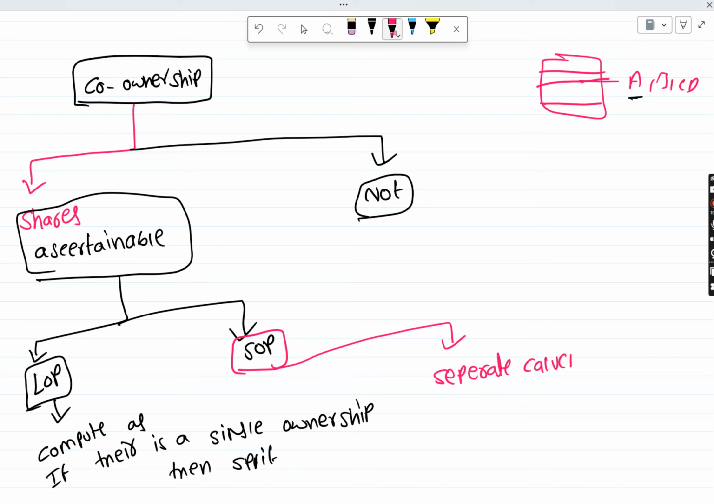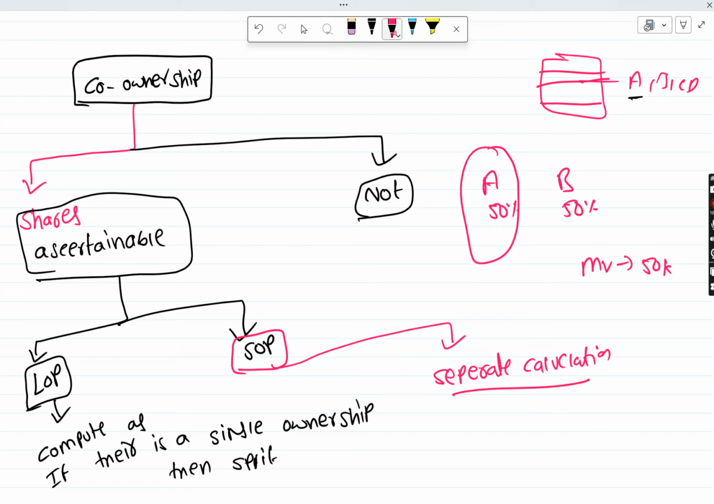Let's say here A has 50%, B has 50%. Then do it separately for A. Let's say the municipal value they give for the full year is 50,000. Then A has 25,000, B has 25,000. For fair value also they will give, like, 1 lakh. Then split it 50,000, 50,000 based on their percentage, whatever they give. That will be given in the question itself. Do a separate calculation.